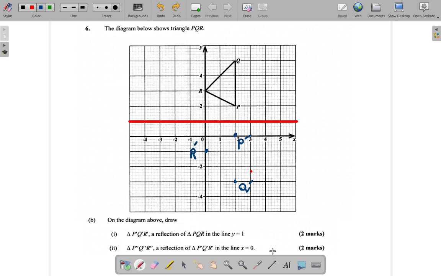So let's draw our triangle. It would be this connected to this, connected to this. Good. So that's our triangle P prime, Q prime, R prime, a reflection in the line y equal 1. After that, they say triangle P double prime, Q double prime, R double prime, a reflection of triangle P prime, Q prime, R prime, the reflection of our new triangle in the line x equals 0.